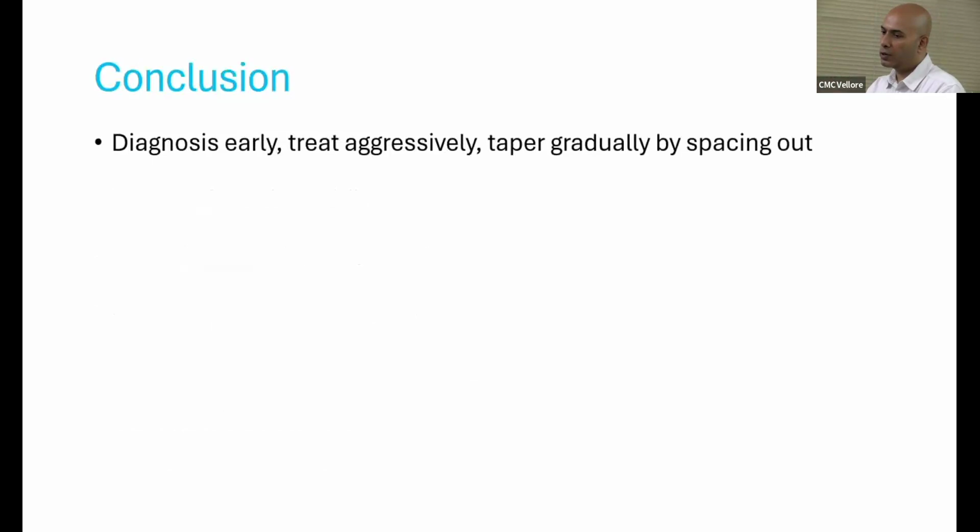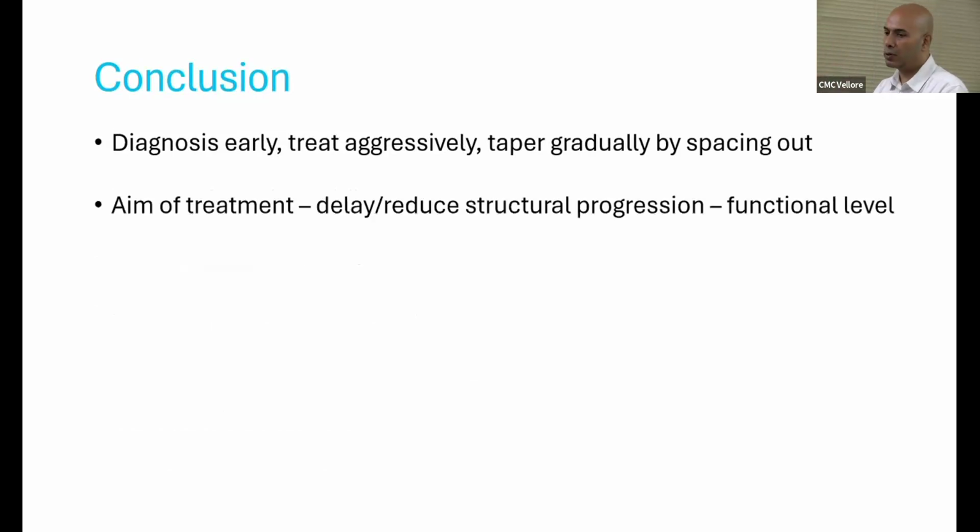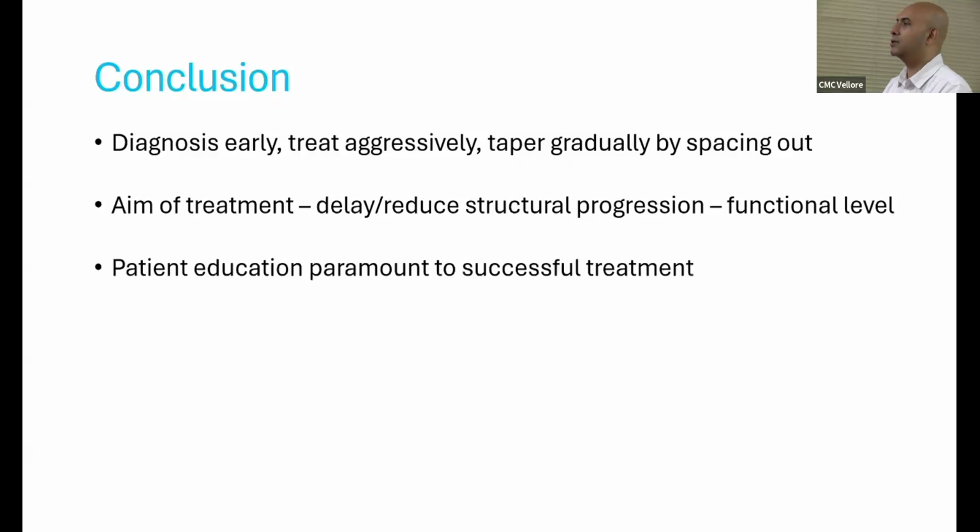So in conclusion, diagnose early, treat aggressively, and taper gradually, but spacing out. That's the mantra, right? Diagnose early, treat very aggressively at the initial stage so that you reduce the damage. And then once you get there, you can space it out. The aim of treatment should be to delay or reduce structural progression and thus increase your function level. Patient education is paramount to successful treatment.